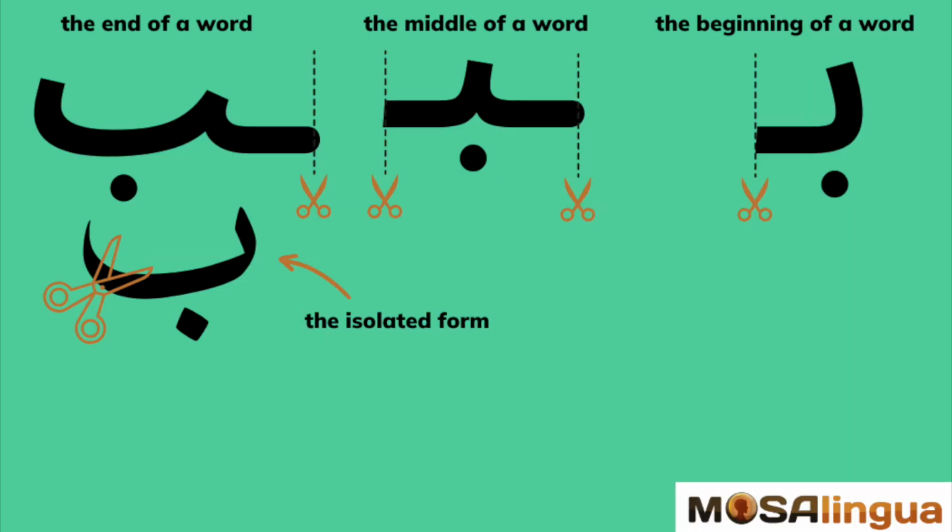If a letter is at the beginning of a word, the left edge is cut to allow the connection to the next letter. If a letter is in the middle of a word, the left and right edges are cut to allow the connection to the previous and next letter. If a letter is at the end of a word, the right edge is cut to allow the connection to the previous letter. Go ahead and read a few words, and we'll see why this makes sense.